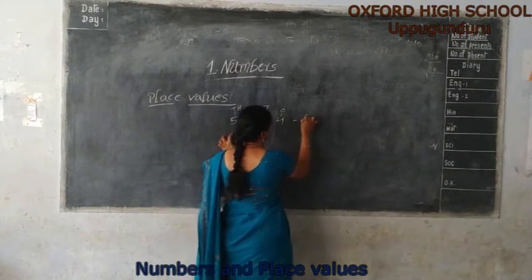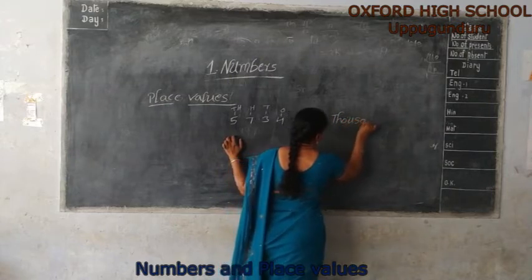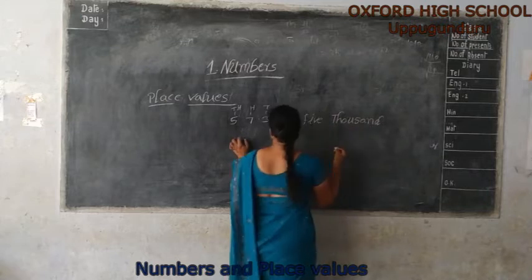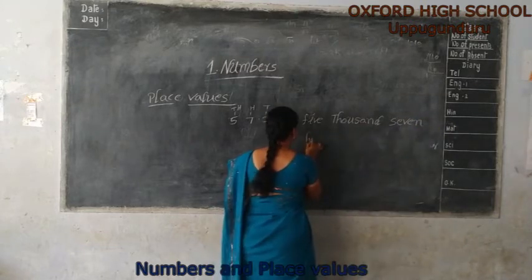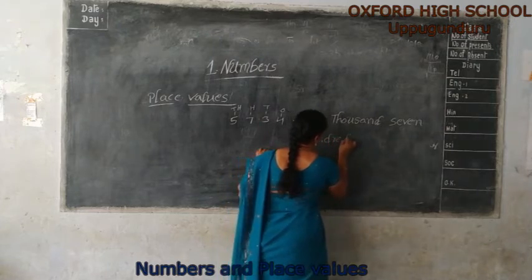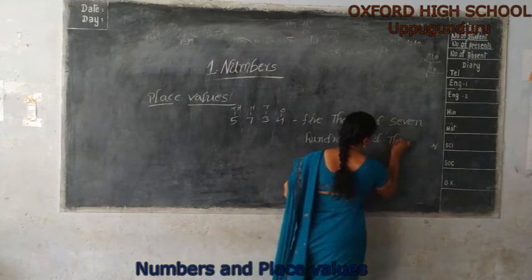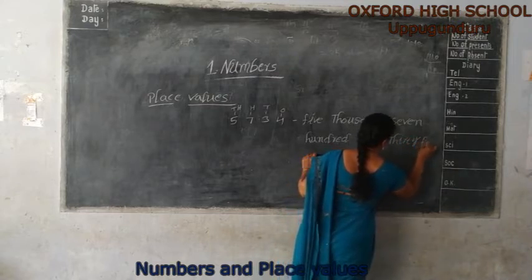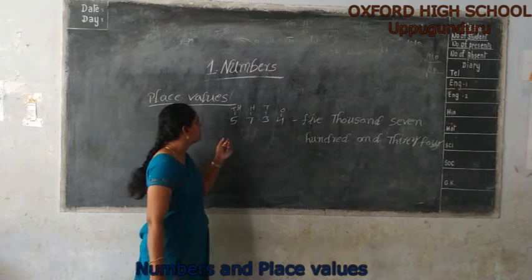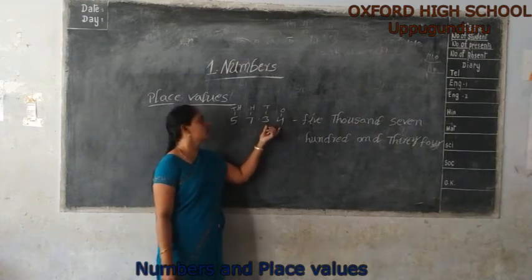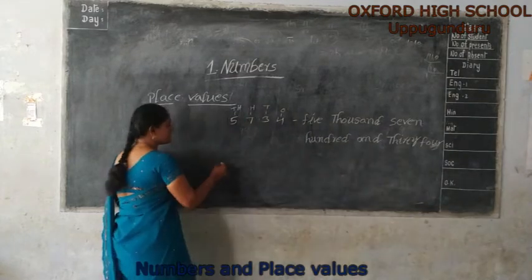5,700 and 34. Read the number 5734 and write the number name. Okay, another example.